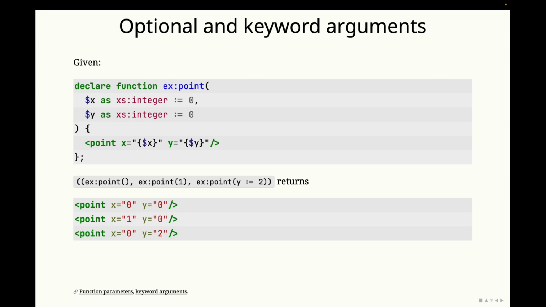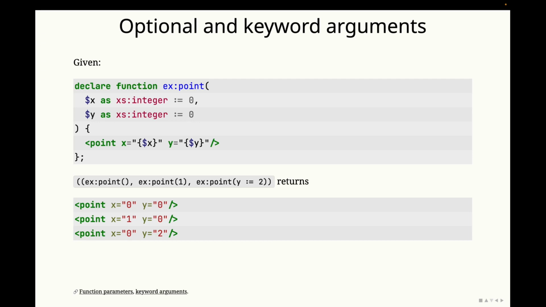First up are optional and keyword arguments to functions. XSLT and XQuery have had functions for a long time, and different functionalities have been possible, but two popular missing features were default values, which allow you to leave some of the arguments out, and keyword arguments.